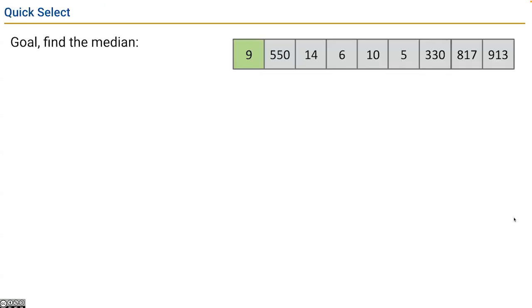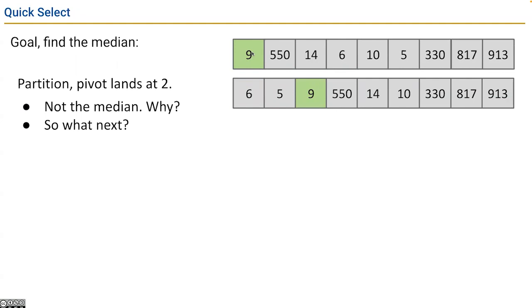Okay, so here's the idea. This is the intuition. I want to find the median of this array, so I'm going to partition around 9, and let's say it ends up there. How do I know that's not the median? Because there's more items on the right than the left. It's not in the middle. So what should we do next? You could go back and try again, but I think we've actually saved ourselves some work. I think that we could start over.